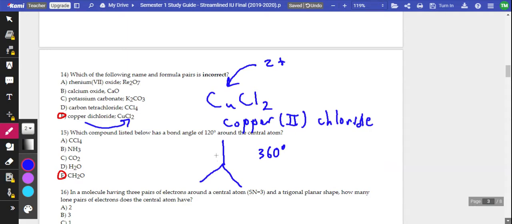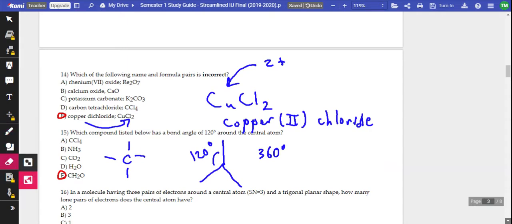That way we have 120 degrees between each electron domain, be it an actual bonded atom or a lone electron pair. Well, CCl4 would be something like this. 1 carbon bonded to 4 chlorines. That's going to end up tetrahedral. It's got 4 things bonded. It's not trigonal planar, whatever it is.